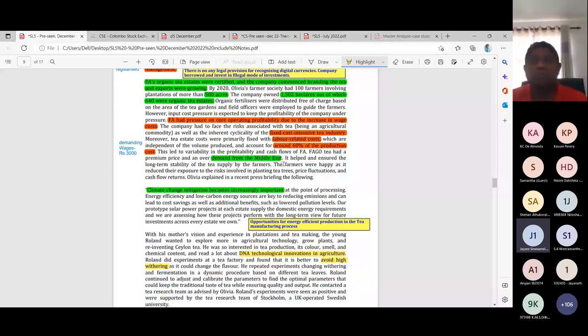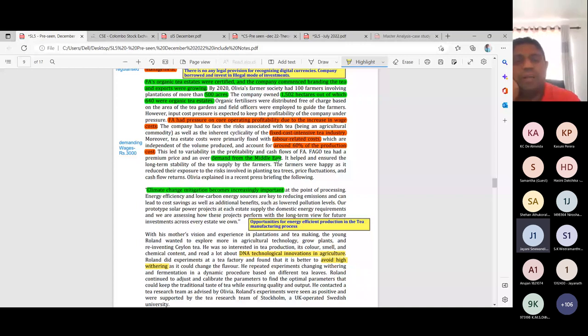So, right, do risk analysis: identification of risk, probability of occurring, then the impact, plus the mitigation strategies. So that can be a possible question by the examiner. Right? So then this led to the variability in the profitability and cash flows of FA.